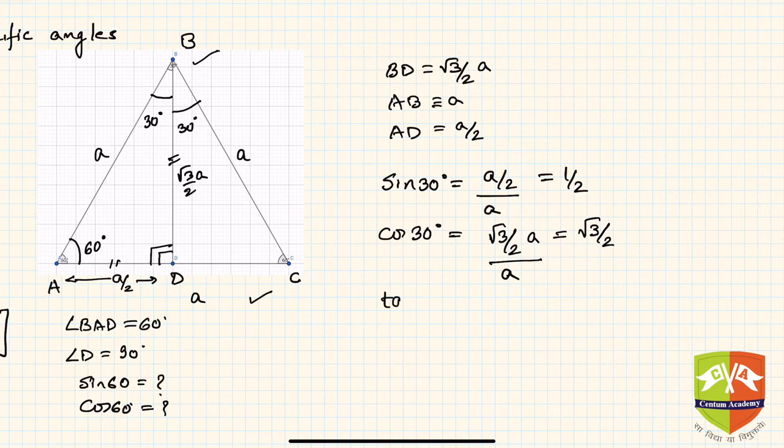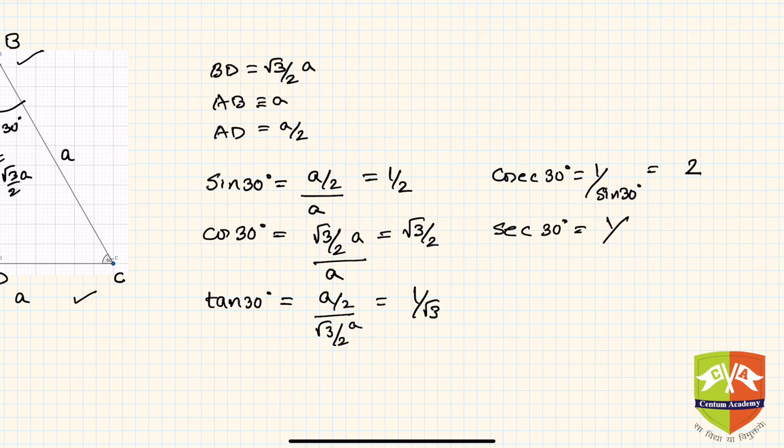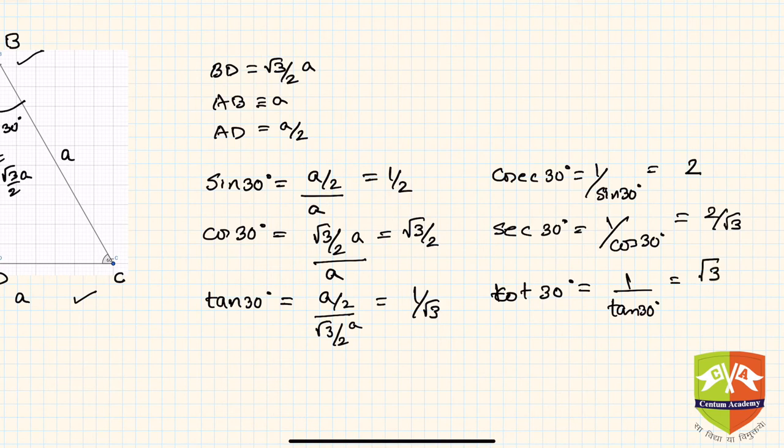Now, tan 30 is opposite by adjacent. So opposite is A by 2 and adjacent is root 3 by 2A, right? So hence it is 1 upon root 3. Now others are very easy again. Cosecant 30 is nothing but 1 upon sine 30 degrees, so hence it is 2. Similarly, secant 30 is equal to 1 upon cos 30, so hence it is 2 upon root 3, and cot of 30 degrees is nothing but 1 upon tan 30, so hence it is root 3.